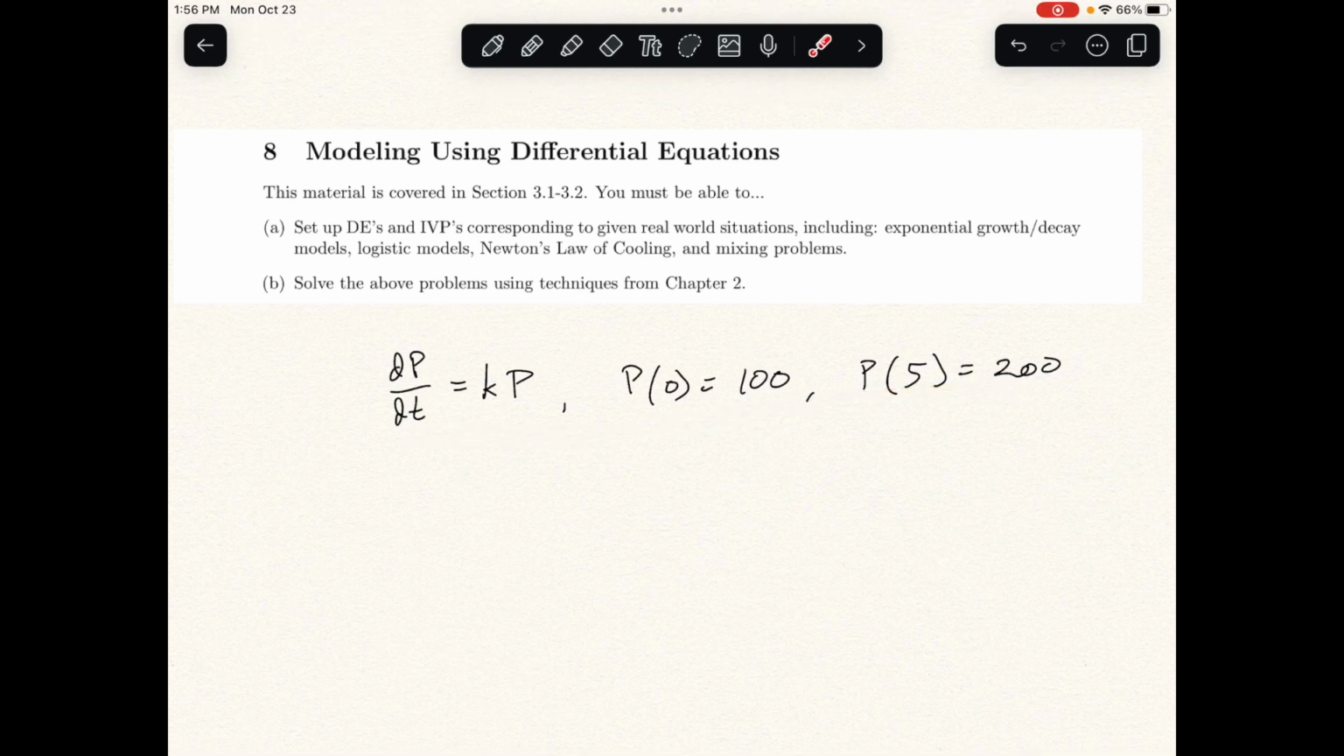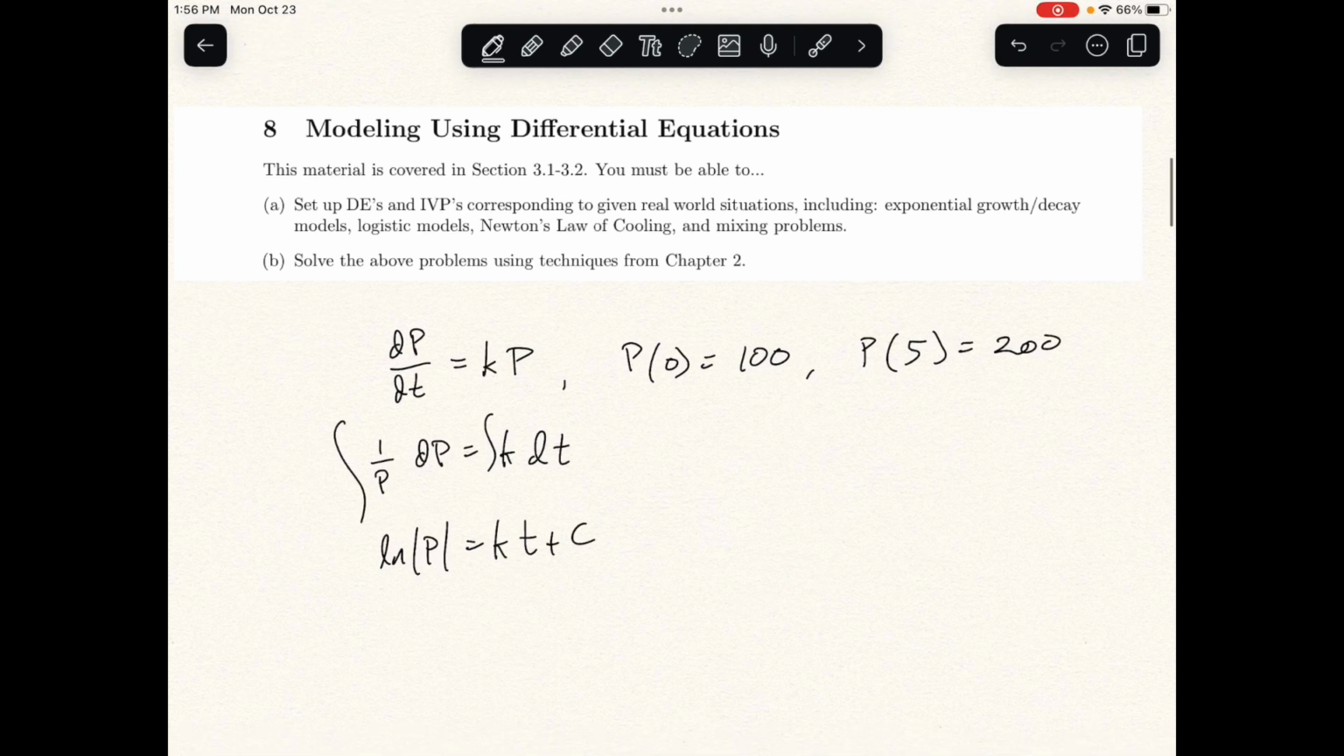This you would solve using separation of variables, because you can just separate the variables and then just integrate. You get ln of P equals kt plus C, and then you can solve for P. You end up getting C e to the kt if you do all that stuff, etc.